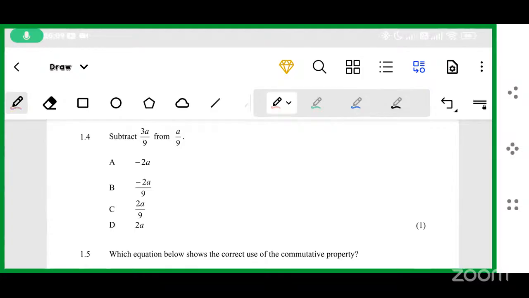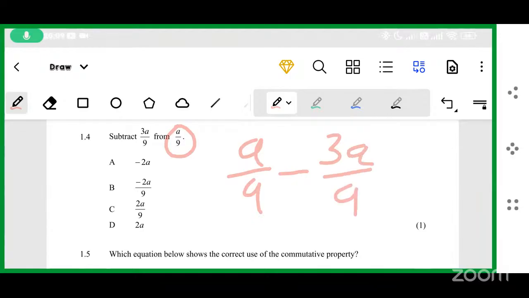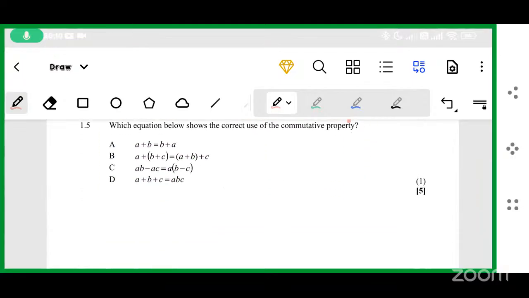All right, so going to the next one, it says subtract 3a over 9 from a over 9. So what you're going to do here is take a over 9 as your first one. So you're going to say a over 9 minus 3a over 9. Which one do you think is going to be your correct answer? B. Okay, let me see. Correct. Because we're just going to say over 9, and this minus this is -2.